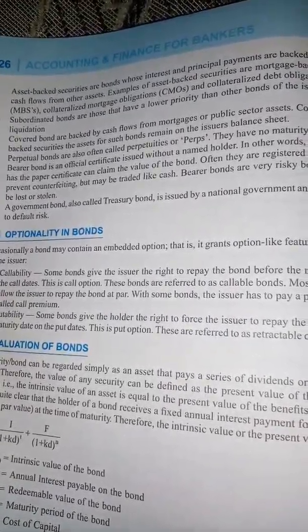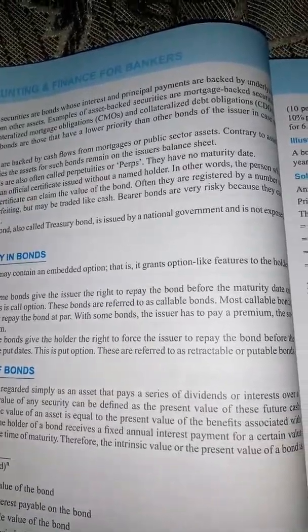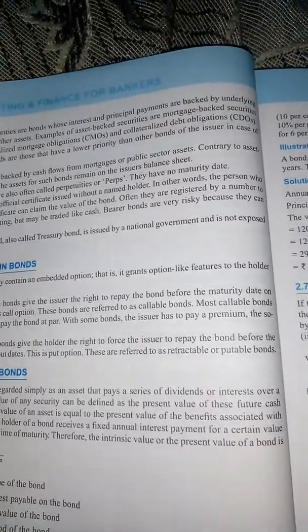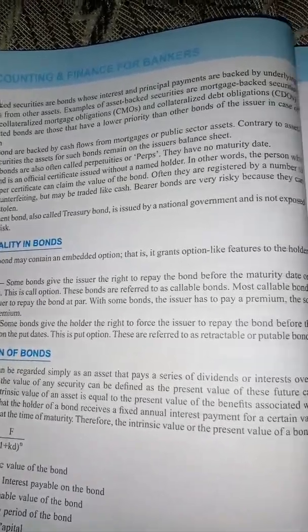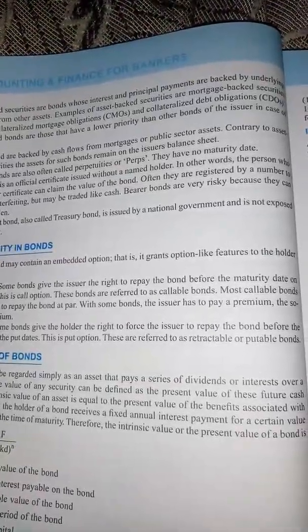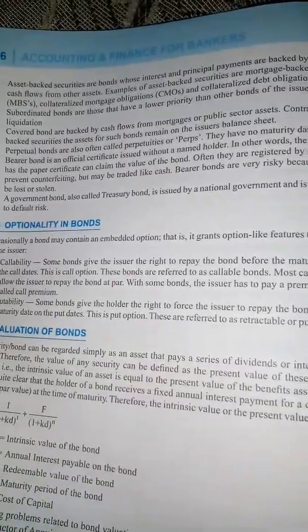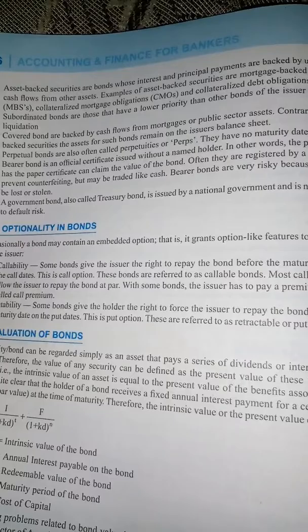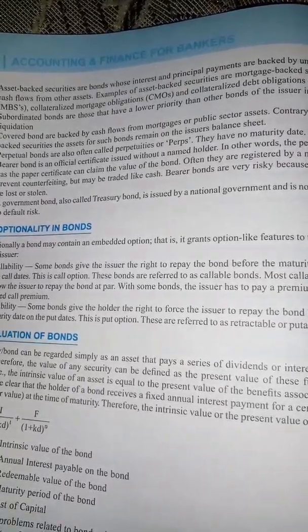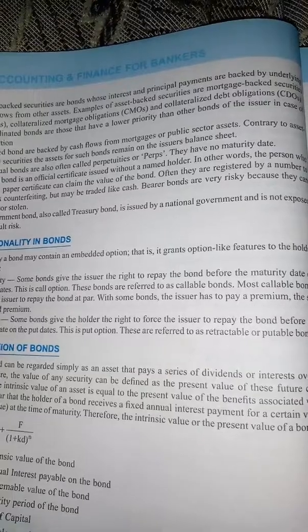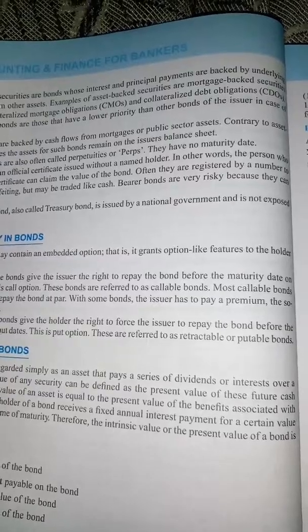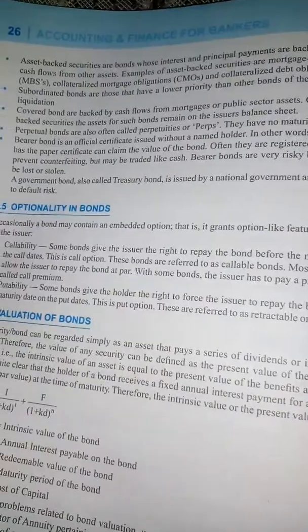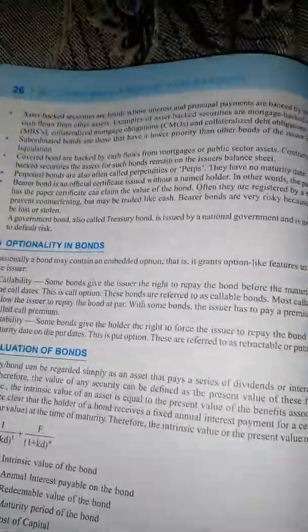A bearer bond is an official certificate issued without a named holder. In other words, the person who has the paper certificate can claim the value of the bond. Often they are registered by a number to prevent counterfeiting, but may be traded like cash. Bearer bonds are very risky because they can be lost or stolen.